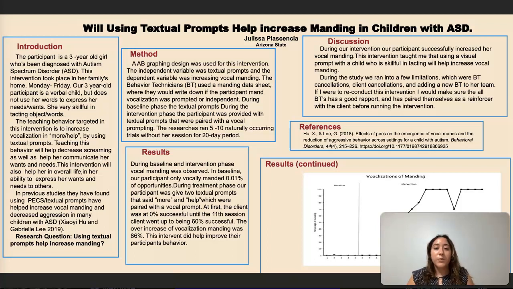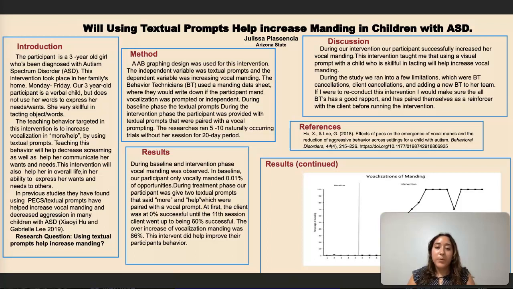This intervention took place Monday through Friday in her family's home during her scheduled ABA sessions. The type of graphing design I did was an AB graphing design. I know this is not a functional relation design, but I wasn't able to do one of those types of designs due to the time we had. I didn't have enough time to do it.